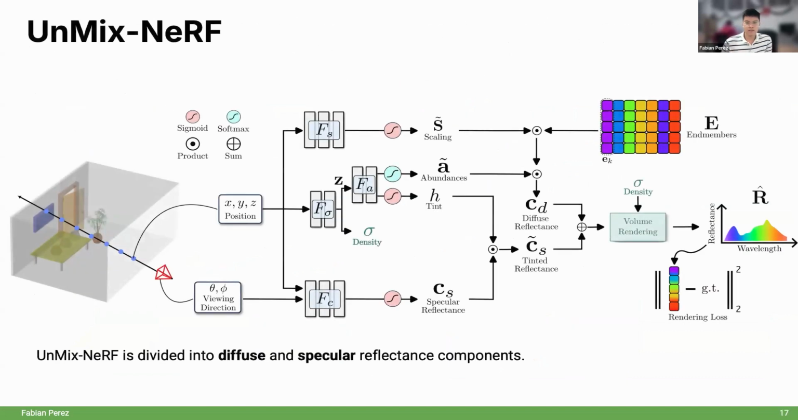So this is the complete UnMix-NeRF framework. As in NeRF, we feed a 3D position and a view direction to the neural network. And for each sample along a camera ray, the network predicts a density and a spectral reflectance. We then, as standard, integrate along the ray with volume rendering to obtain the spectral readings. We divide into diffuse and specular reflectance components in our framework.